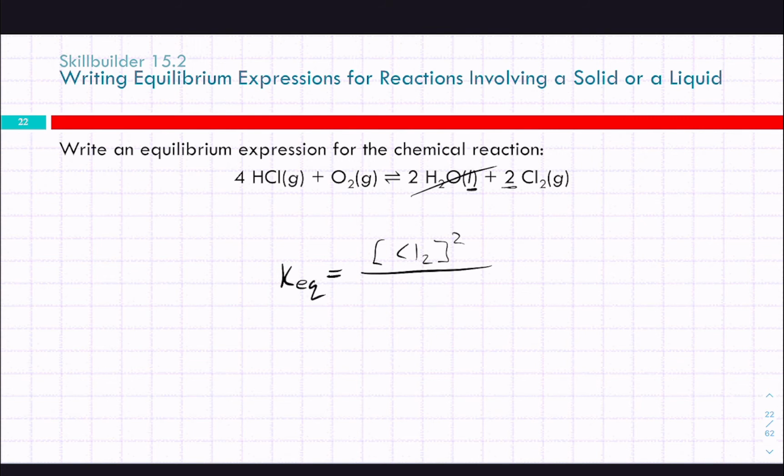And then for our reactants, what do we have? HCl to the 4th power. And O2. You don't put anything on top. Technically it's to the first, but we can leave it out, it's implied. So just always make sure you're checking for those solids and liquids. Those solids and liquids you never add. They're never part of the equilibrium expression.